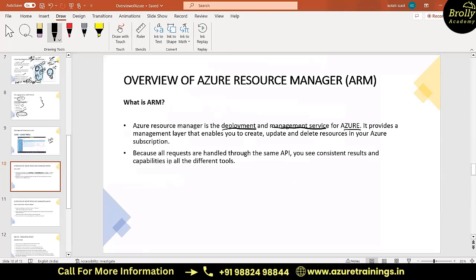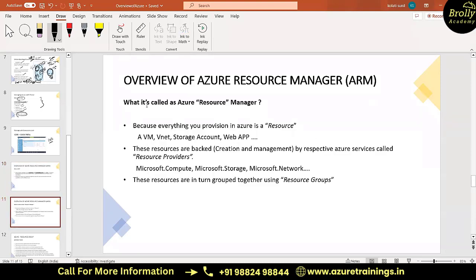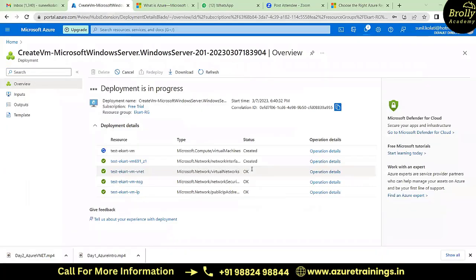And the second thing is that because all requests are handled through the same APIs, you can see consistent results and capabilities in different tools. This is what we call Azure Resource Manager. And why is it called Azure Resource Manager? We have to think why they kept a name like Azure Resource Manager. Why are they calling portal.azure.com Azure Resource Manager? Because here in Azure, each and everything in Azure, we'll wait for this deployment to complete.